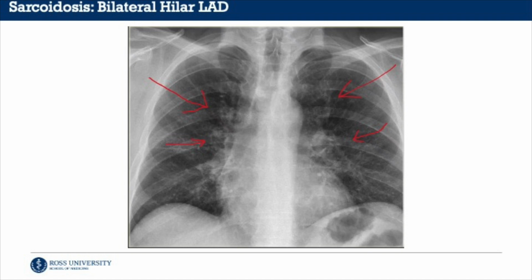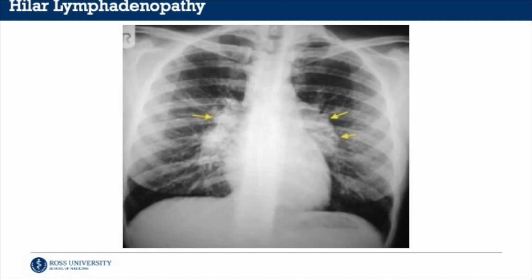Here's a chest X-ray exhibiting a patient with sarcoidosis. The arrows are specifically denoting the hilar lymphadenopathy. Here is another example of hilar lymphadenopathy, just to give you a better idea of what you're looking at and what it would look like on a chest X-ray.